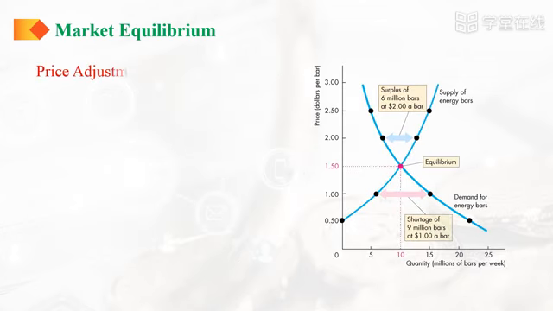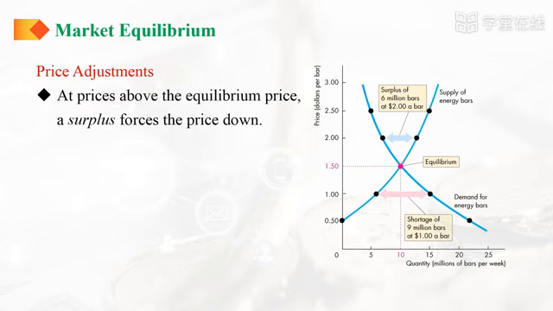Finally, let's talk about price adjustments. We've seen that if the price is below equilibrium, there is a shortage, and that if the price is above equilibrium, there is a surplus. But can we count on the price to change and eliminate a shortage or a surplus? We can, because such price changes are beneficial to both buyers and sellers. Let's see why the price changes when there is a shortage or surplus.